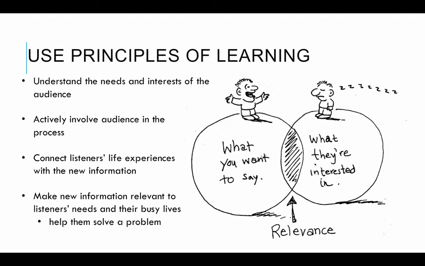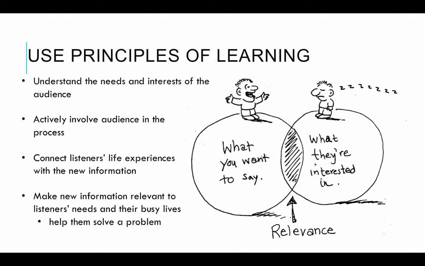I think this little picture is pretty accurate, right? There's all of these things that we want to say. There's all of these things that they're interested in, but there is very little overlap in terms of things that are actually relevant. Find that space between the two, and you'll have a very connected and engaged audience, and you'll also be able to say what it is that you want to say.